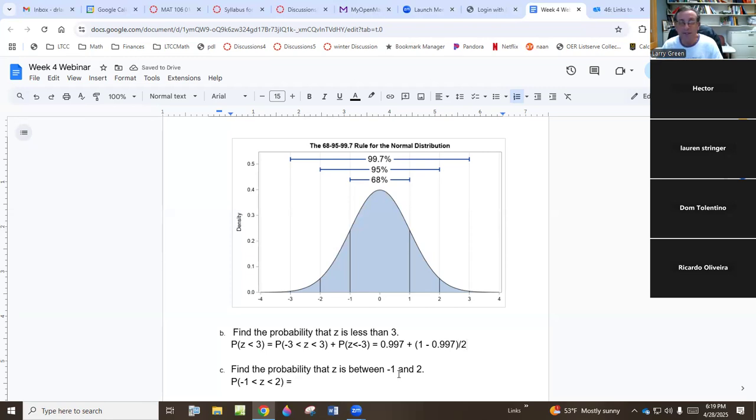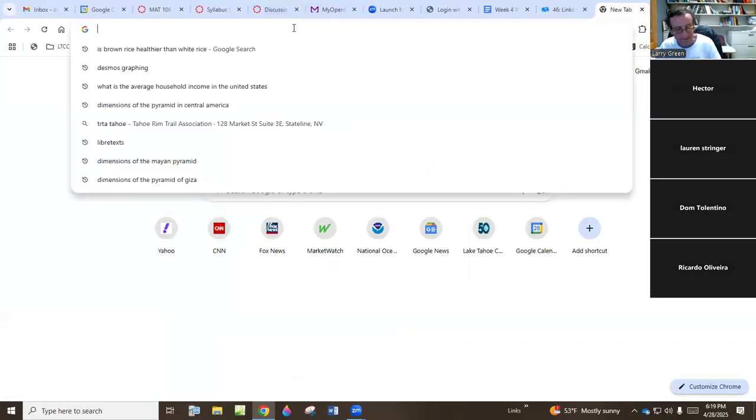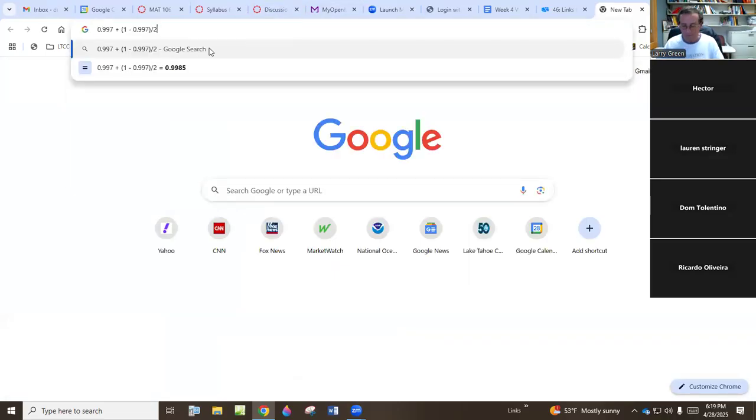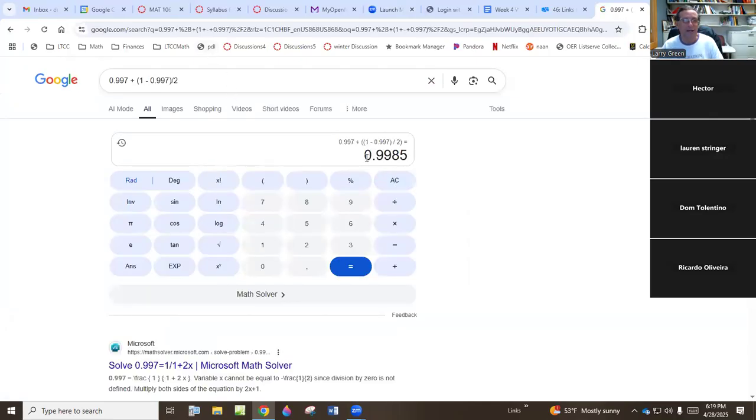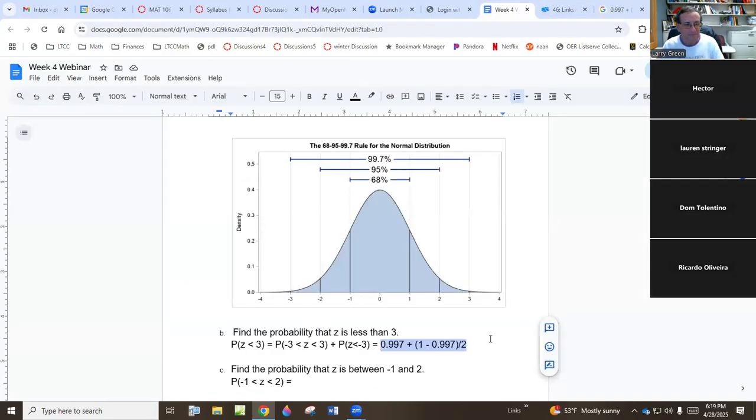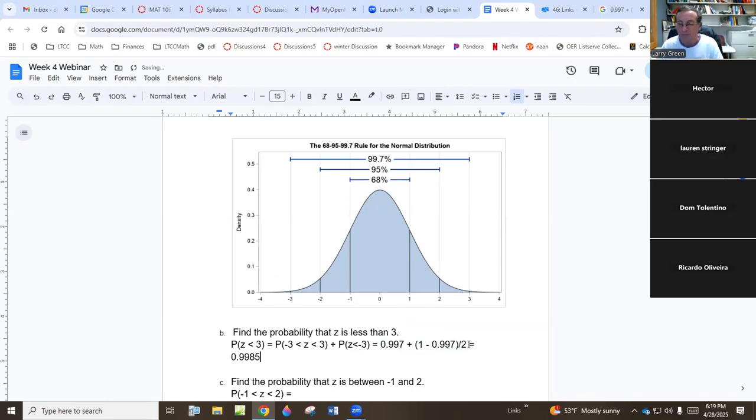And that'll give me the probability. Okay, and then just for fun, I'm going to copy this, and I'll just make a new window. I'm going to paste, and it gives you 0.9985. Any questions? Have I lost anybody on that little bit of math?